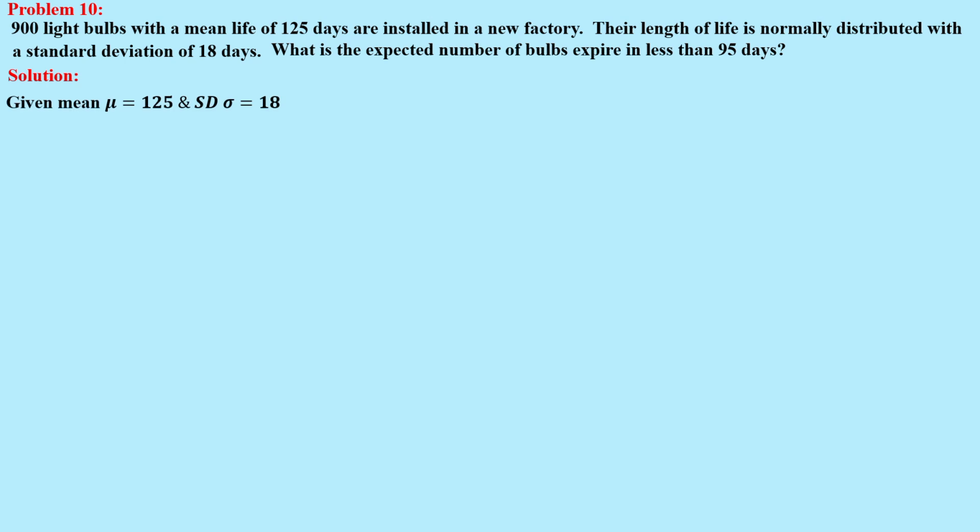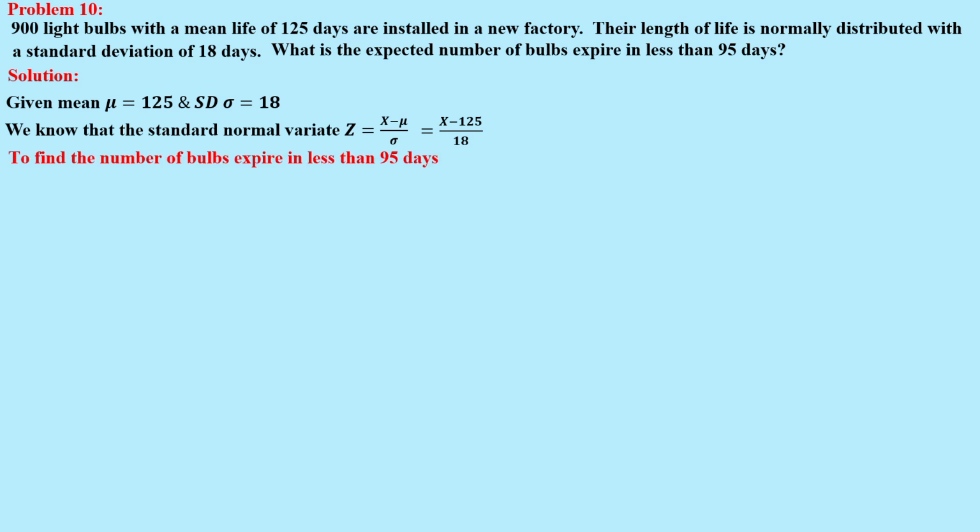Given mu is equal to 125 and the standard deviation sigma is equal to 18. So the standard normal variate Z is equal to (x minus mu) by sigma. Substituting the values of mu and sigma, you will get (x minus 125) by 18. So this is the Z. First we need to find the number of bulbs that expire in less than 95 days, so first we need to find the probability.